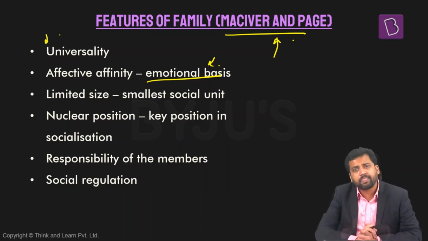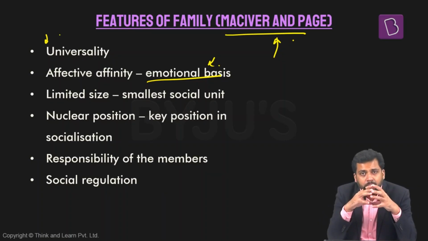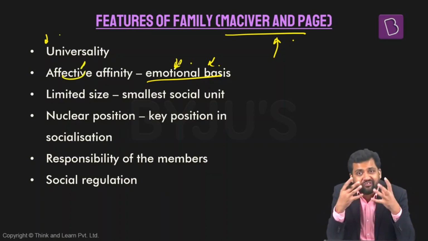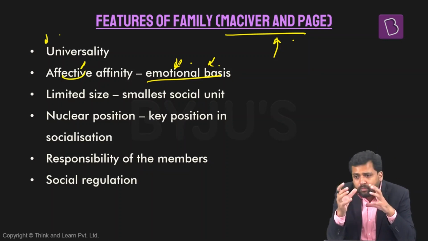The second thing they're identifying is that within family, there are strong bonds. There is affinity. People are held together on an emotional basis. Affection is there, affinity is there. So some emotional bond is there between family members. That's true. Families support each other. Different family members come together whenever there is a requirement. They provide some form of warmth, psychological support.